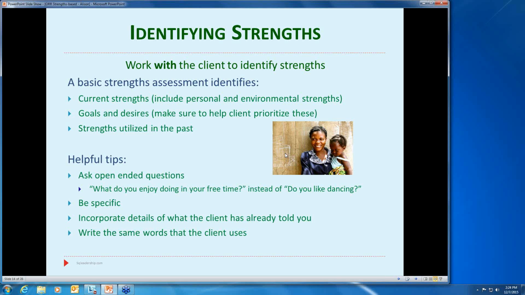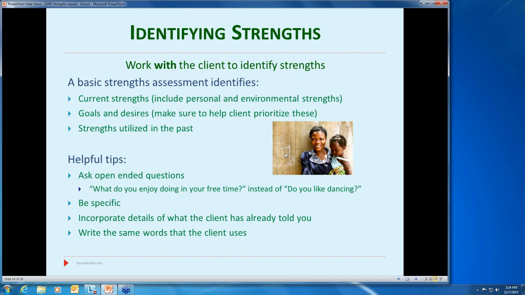And incorporate what they've already told you. I know this is kind of taking an intake 101, but sometimes we get overwhelmed with the moment, and it's good to remember what they've already said and build off of that. They've probably revealed some basic strengths when they've been talking to you, just in why they're there and sharing that very basic information.